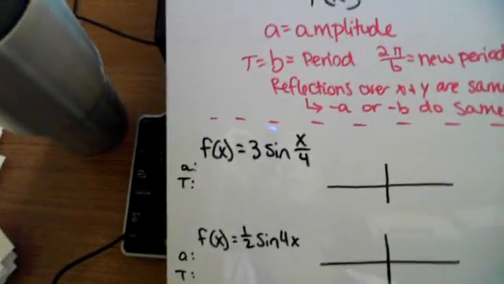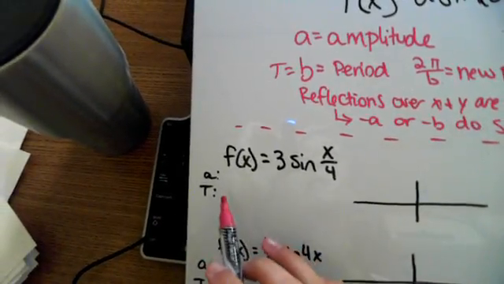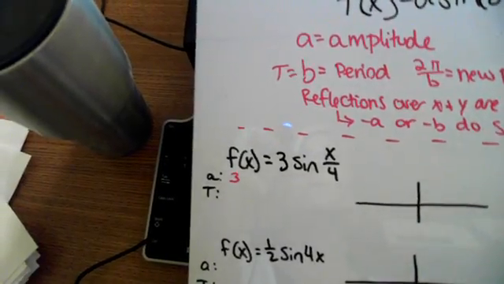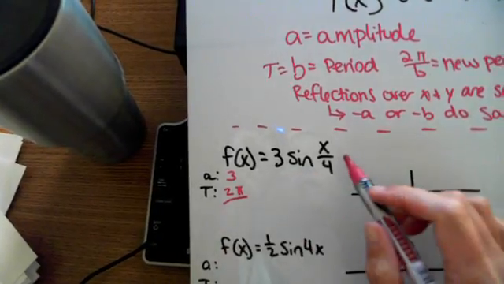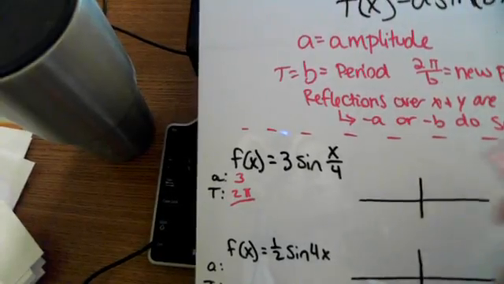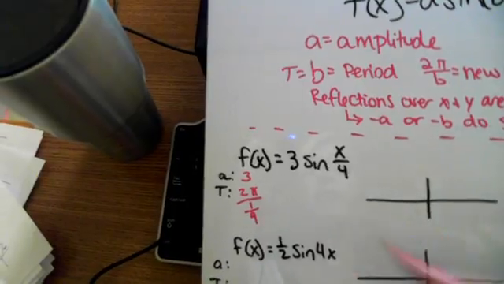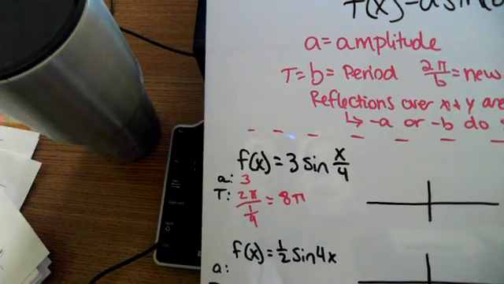The first one that we're going to do is f of x equals 3 sine of x over 4. I always write amplitude and period off to the side, and we're going to find those two things. Amplitude is 3. My period is going to be 2 pi over b. Well, b this time is 1/4 because we can write x over 4 as 1 over 4x. So we're going to divide by 1/4. When you're dividing by a fraction, you flip it and multiply. So my new period is 8 pi.